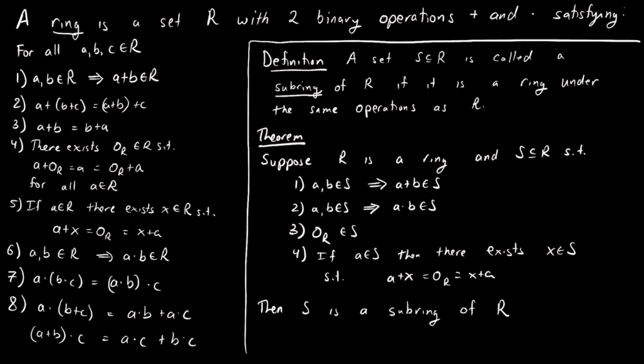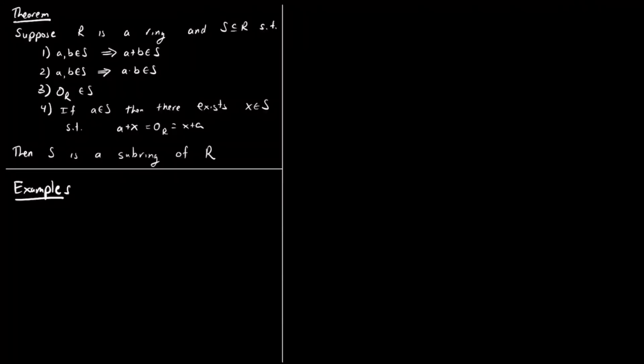Okay, so essentially what are we doing? We're checking conditions 1, 4, 5, and 6. All the others, S is going to inherit from R. Okay, so let's do some examples of subrings. We'll use this theorem. First we'll start with some easy examples of subrings, and then we'll make some use of our theorem.